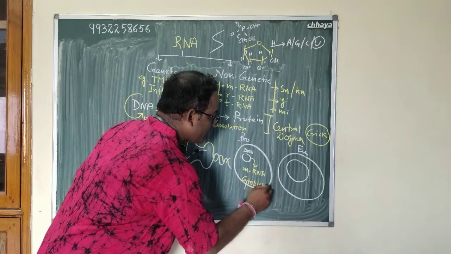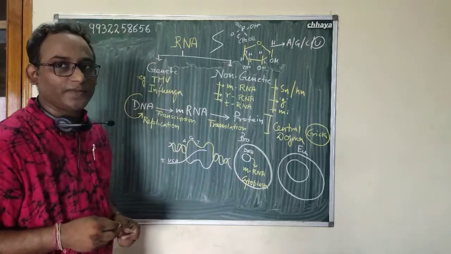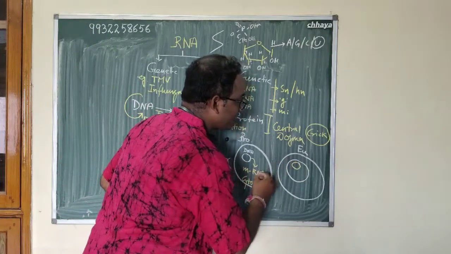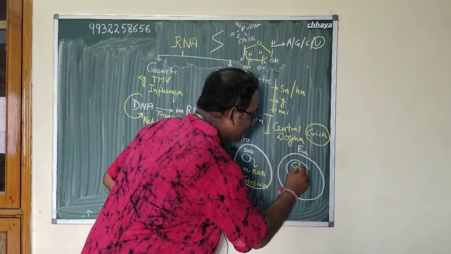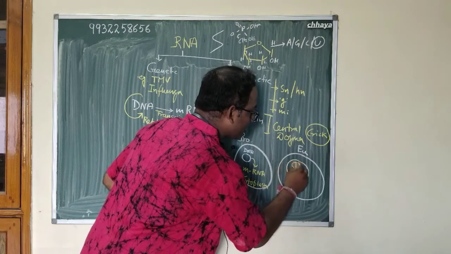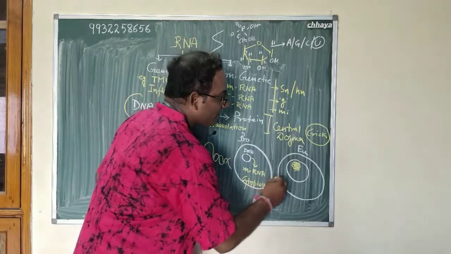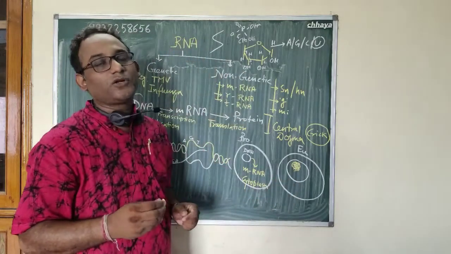But in the eukaryotic cell, the DNA is present within a nucleus. That means at first DNA synthesizes mRNA. This is the helical DNA, and the helical DNA synthesizes mRNA. But in that condition the mRNA is not yet final.